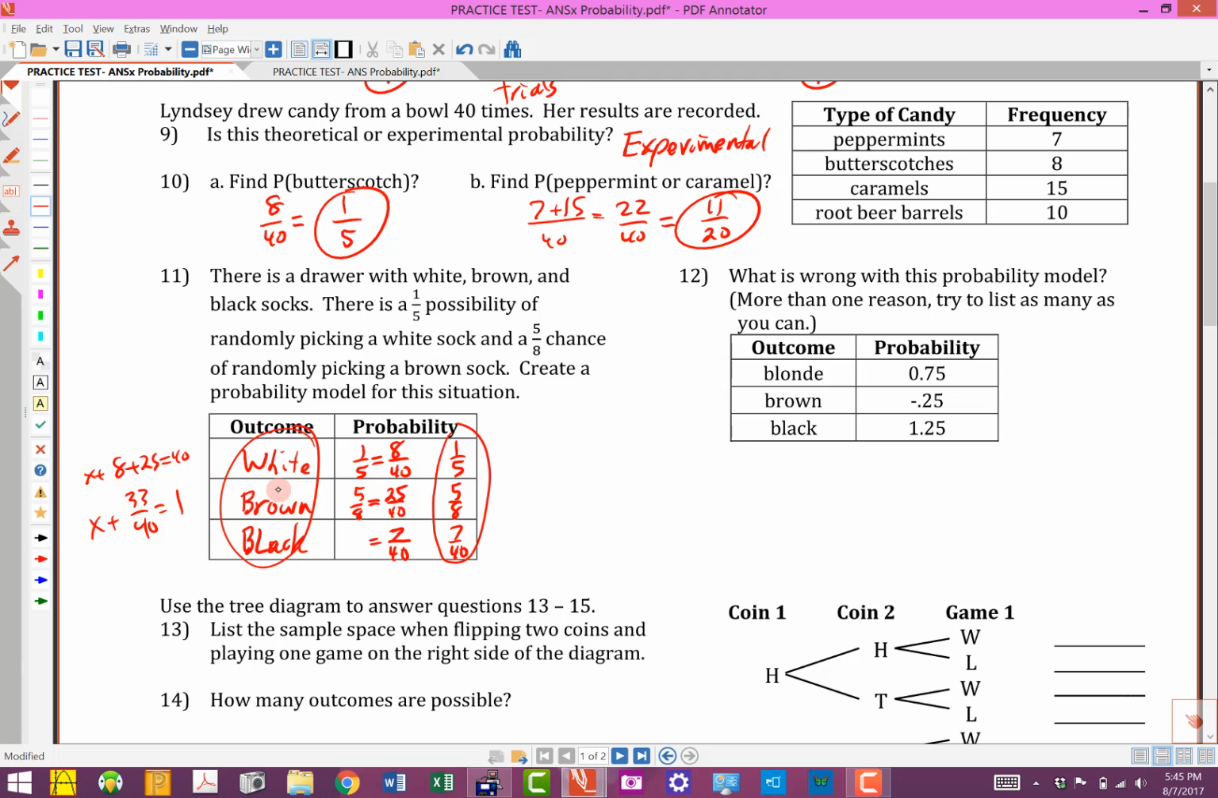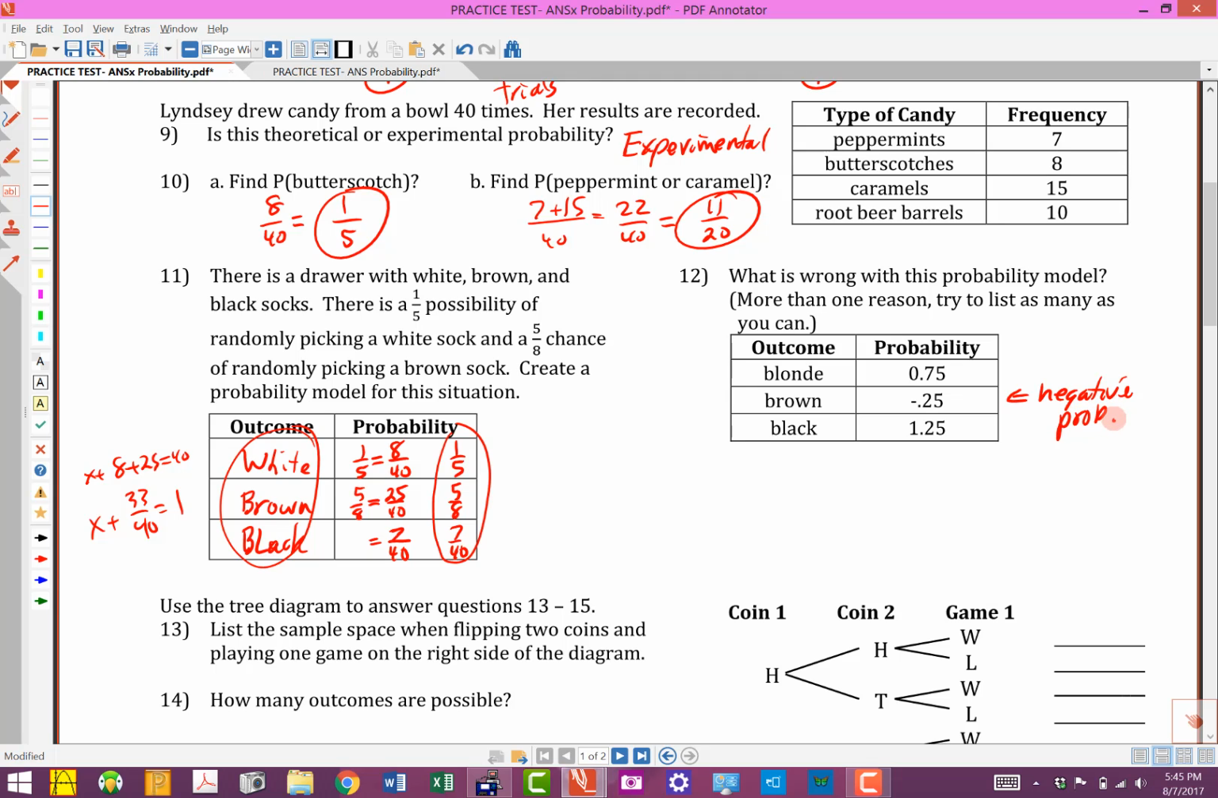All right, let's take a look at number 12. It says, what is wrong with this probability model? More than one reason. Try to list as many as you can. Now, as long as you've got one, that's enough to say, hey, that's not a probability model. Okay, so we've got blonde, brown, and black, and then we've got a probability of 0.75, negative 0.25. So there's a problem right here. That is a negative probability.